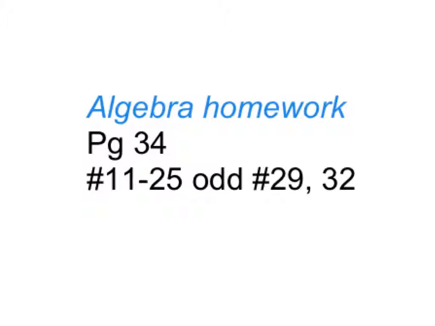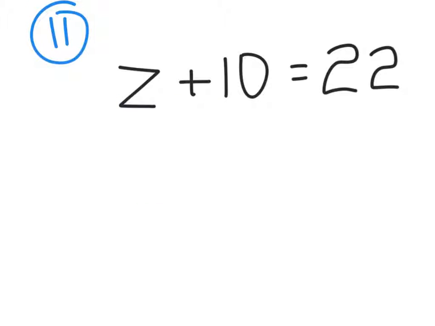Let's solve a few equations on page 34. When we look at this equation, we see that z plus 10 equals 22. We need to figure out what z is. We need to find the value of this variable. And we're going to be doing something called the inverse operation. And we want to get z by itself.